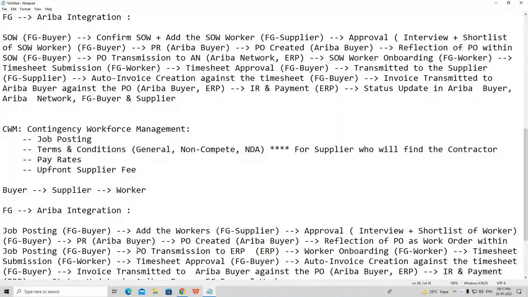Once this assignment came out, what Fieldglass is now proposing is that the supplier will not only provide you the worker, but will also take part in the whole process, just like in SOW. Okay, but there is a small change. And what is that change over here? Just a moment.